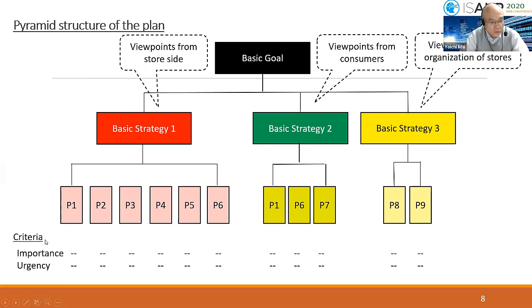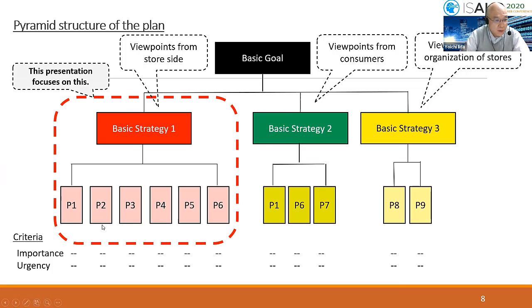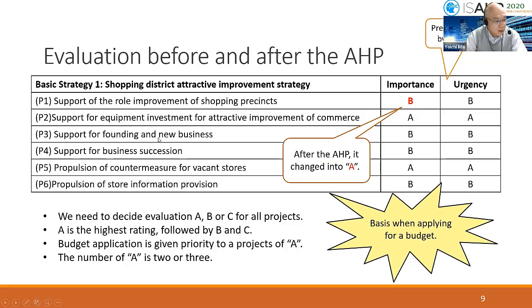We needed to evaluate these projects with respect to these criteria, namely importance and urgency. These criteria were proposed by me. And I pick up strategy 1 in this presentation. This table for strategy 1 had 6 projects.